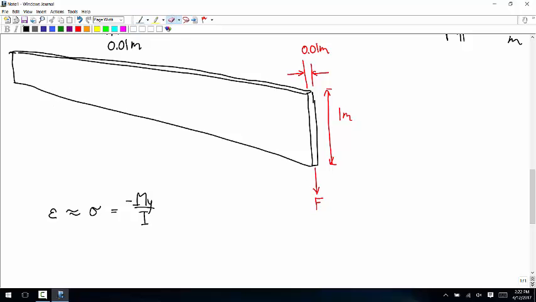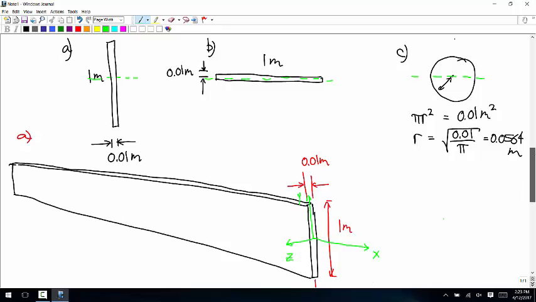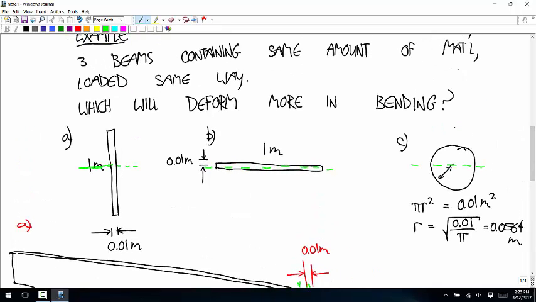That's just the cross section for part A. Yeah, well, it would have the same dimension lengthwise, just the shape of the cross section would be different. So this is the x-axis, y-axis, z-axis, and then here we're talking about z this way.